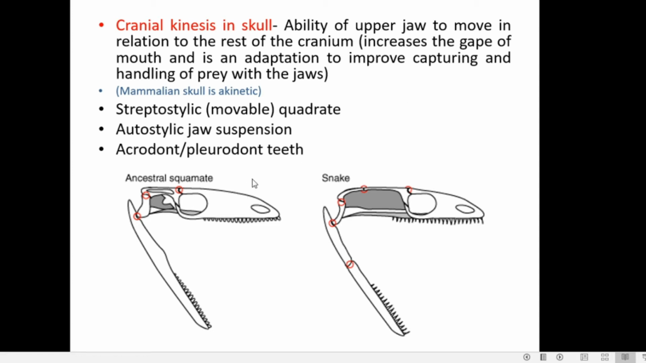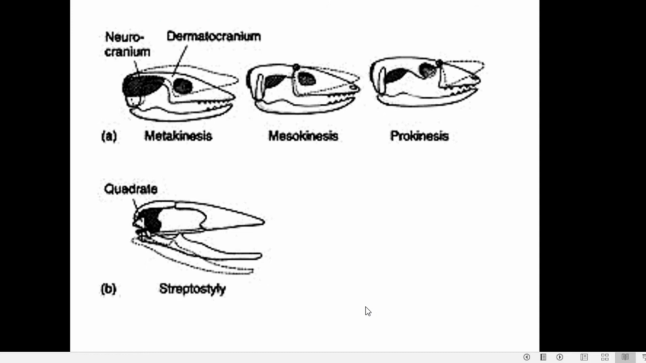So this is one diagram which shows the kinesis of the skull in an ancestral squamate and a snake. This shows that the mouth can be kept wide open because of cranial kinesis, and these are the different types of kinesis, that is, different directions of movement of the upper jaw in relation to the rest of the cranium. So these are the different types of kinesis: metakinesis, mesokinesis and prokinesis.